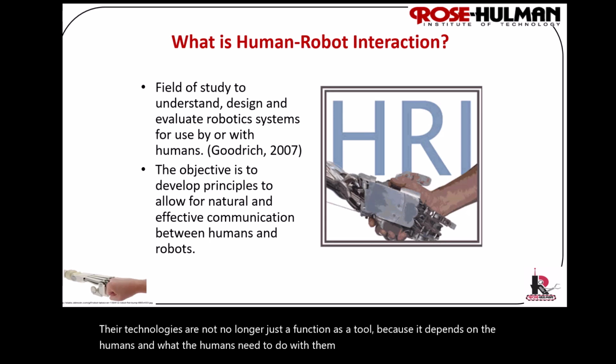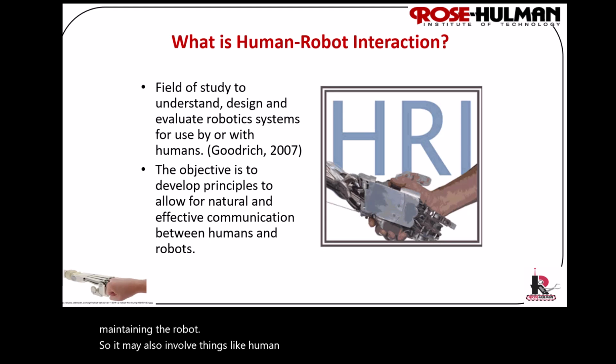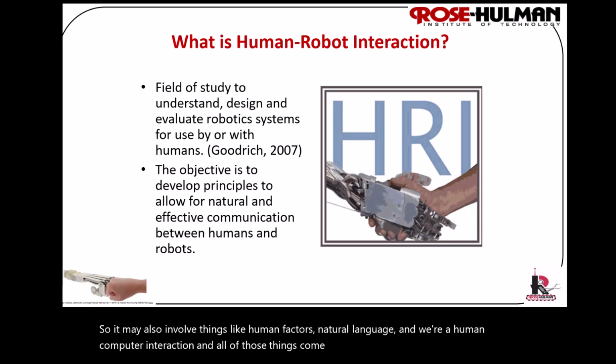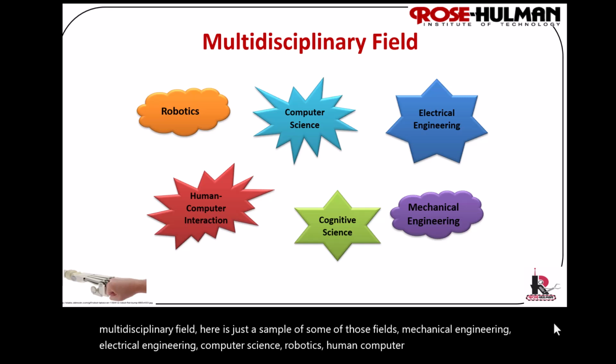Because it not only involves the creation of a robot, but algorithms, programming, testing, evaluating, refining, and maintaining the robot. And so it may also involve things like human factors, natural language, and where human-computer interaction and all of those things come together. So once again, because it is a multidisciplinary field, here's just a sample of some of those fields: mechanical engineering, electrical engineering, computer science, robotics, human-computer interaction, cognitive science, etc.